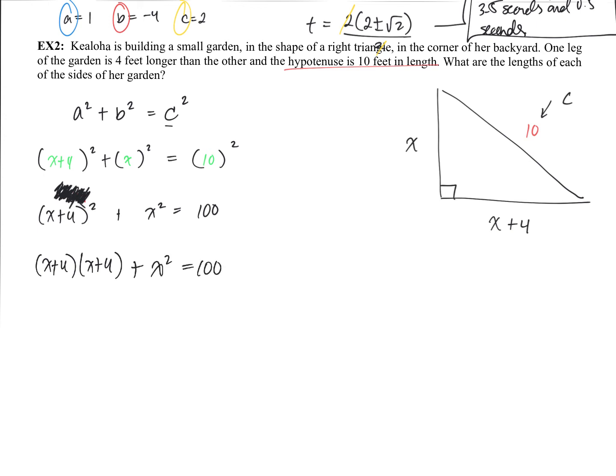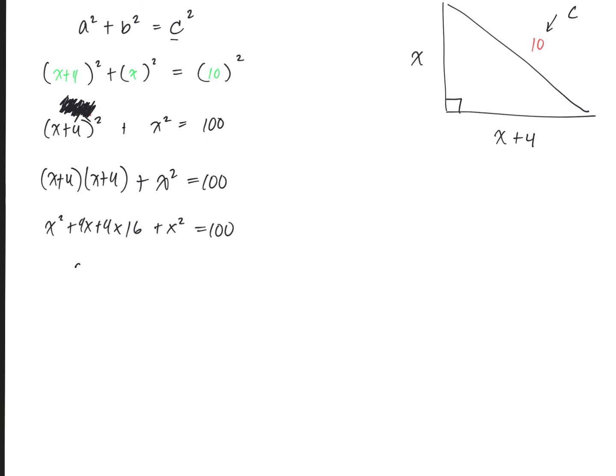Okay, so let's do FOIL. We get x squared plus 4x plus 16, and then bring down that plus x squared equals 100. Combining like terms, we have 2x squared, then our 8x, and the 16 doesn't have a like term. So 2x squared plus 8x plus 16 equals 100. Now this is a quadratic equation. How do I know that? We have the x squared.